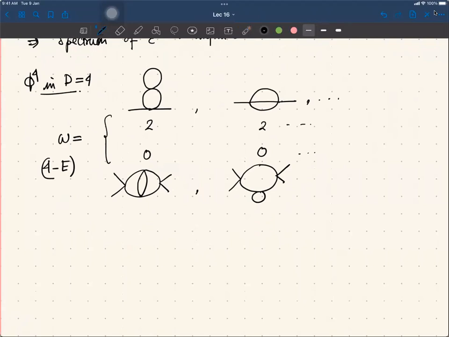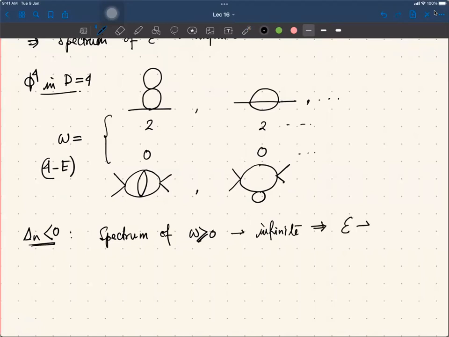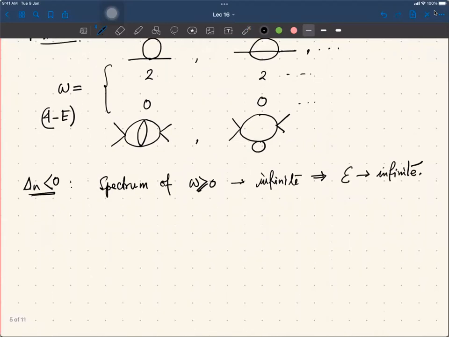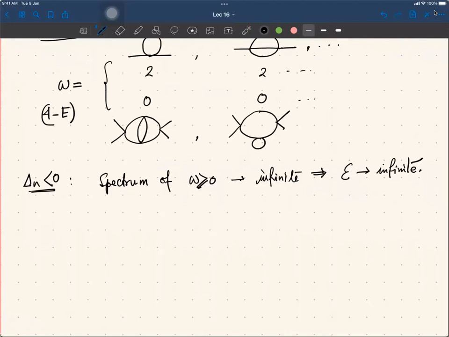For delta n less than 0, the spectrum of omega greater than or equal to 0 is infinite, and therefore E is also infinite. There are only a finite number of primitive graphs, but there are an infinite number of graphs which have omega greater than or equal to 0. So the rest of them are all E graphs.